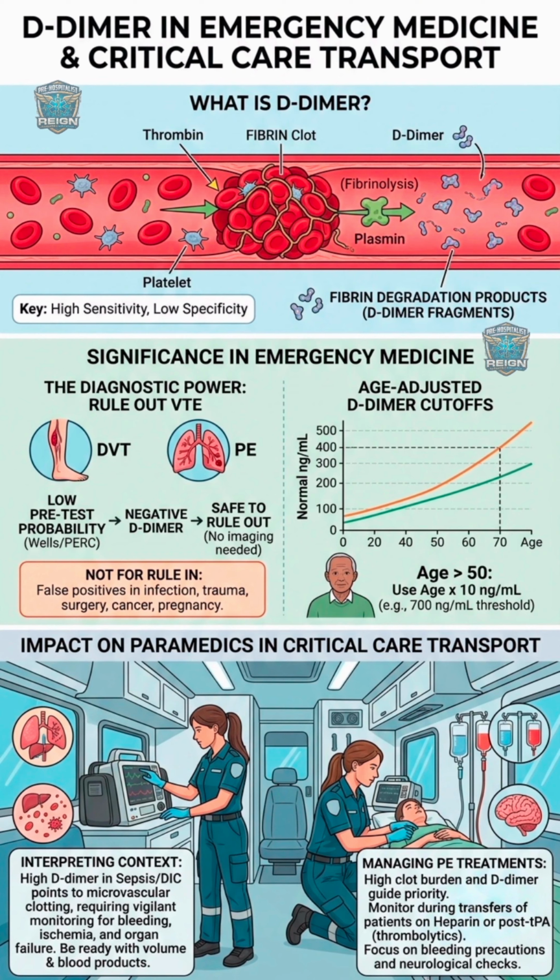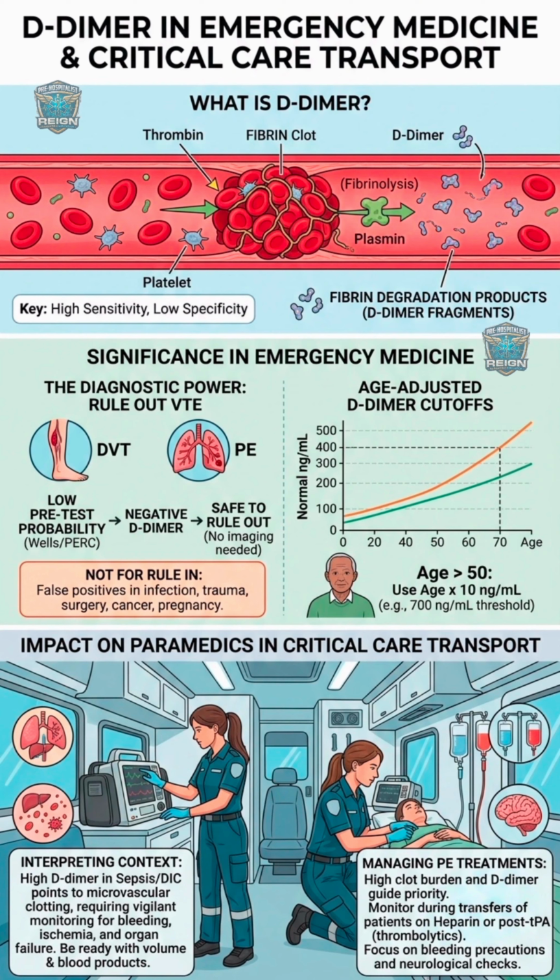Standard unit check. Ensure you know whether your facility uses fibrinogen equivalent units, FEUs, or D-dimer units, DDUs, as FEU values are roughly double the mass of DDUs. The formula for FEUs for patients over 50: the adjusted negative threshold is age times 10 nanograms per milliliter. For example, an 80-year-old patient's negative cutoff is 800 nanograms per milliliter instead of the standard 500 nanograms per milliliter.